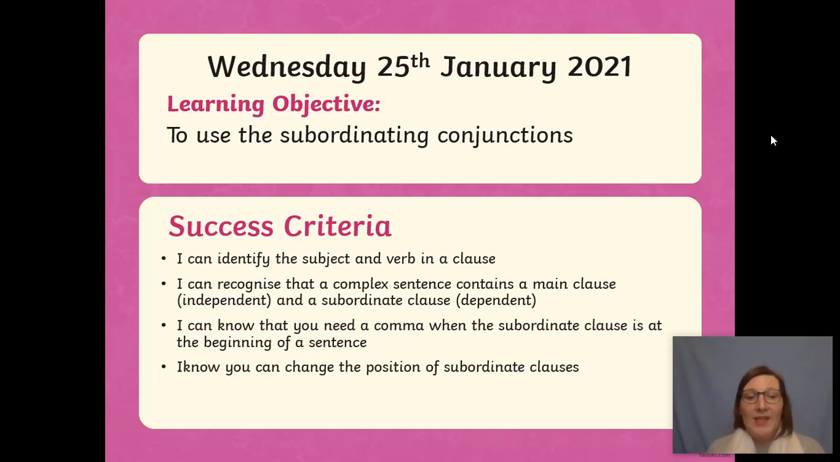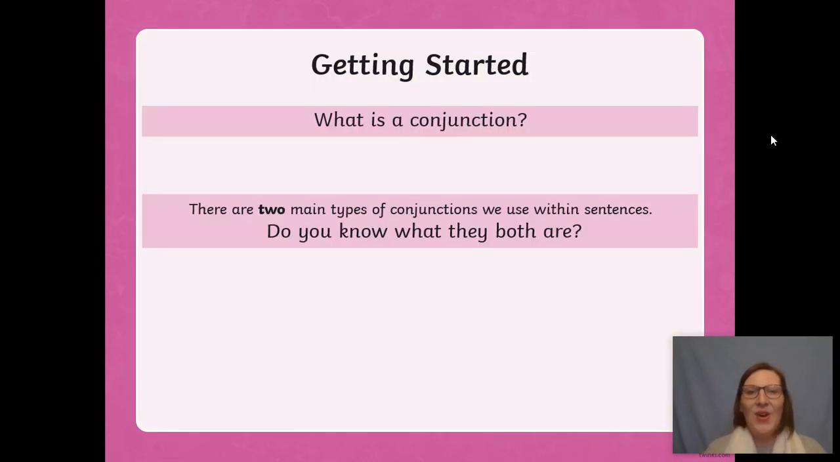You will also be successful if you know you need a comma when we use the subordinating clause at the beginning of a sentence. And we're going to go through that in a little bit. And did you know that you can change your subordinating clauses? So instead of like the independent clauses where you had the 2 and they were joined together, with the subordinating clause, you can either have it at the end or at the beginning of the sentence. And I'm going to show you how we're going to do that today. Exciting stuff. All right then.